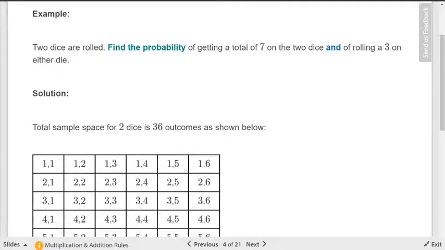So 2 dice are rolled, right? So I got 2 different dice. I'm going to roll them. Find the probability of getting a total of 7 on the 2 dice and rolling a 3 on either die. So I want 2 probabilities. What are my probabilities? Probability of a sum of 7. Not the probability of 7, right? A total or a sum of 7. Which means I'm adding the 2 numbers I roll together.